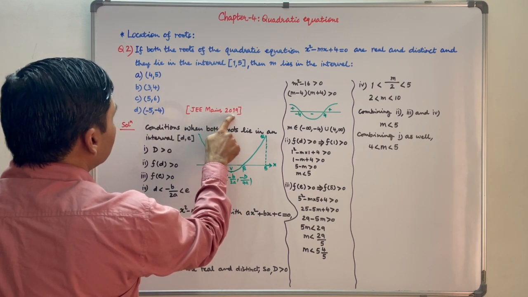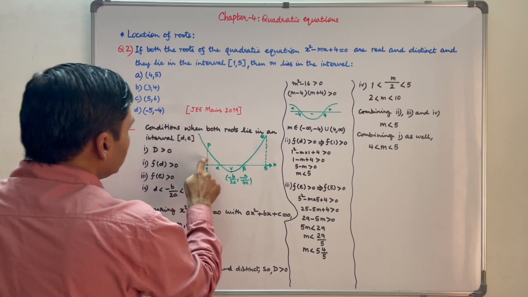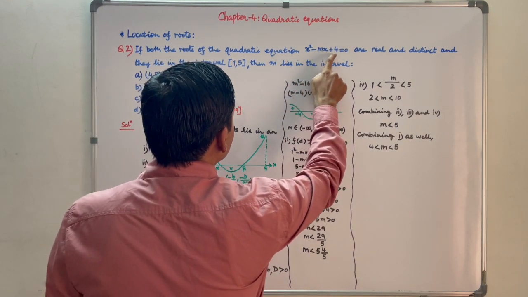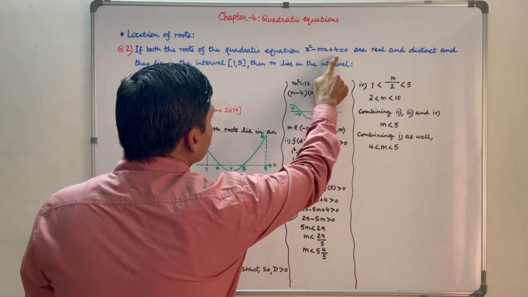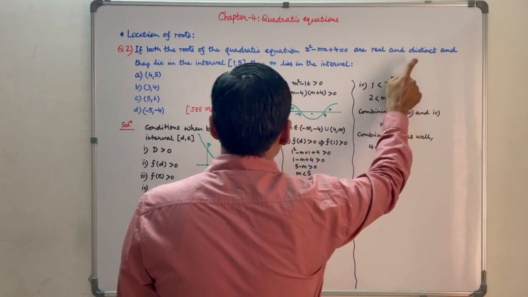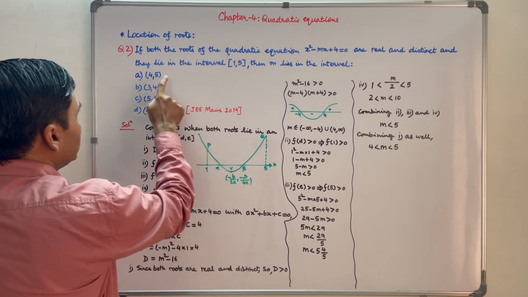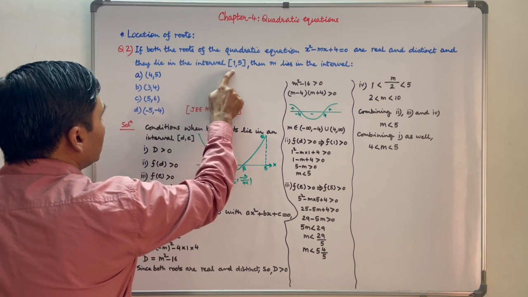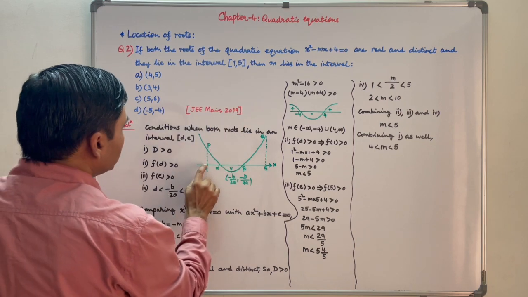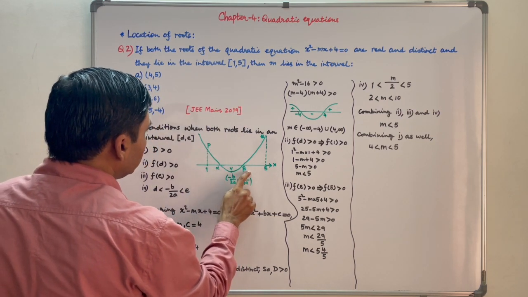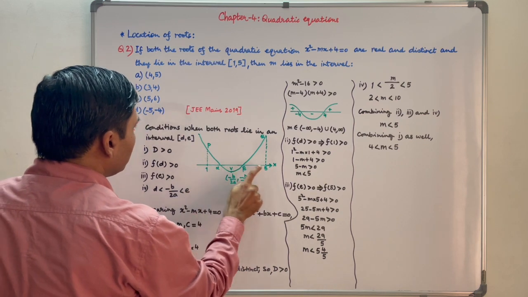First we will draw the graph. Suppose this curve represents y equals x square minus mx plus 4. Given that roots are real and distinct. Suppose roots are alpha and beta. It is also given that they lie in the interval (1, 5). Suppose this is point 1 and this is point 5. So roots alpha and beta lie between 1 and 5.